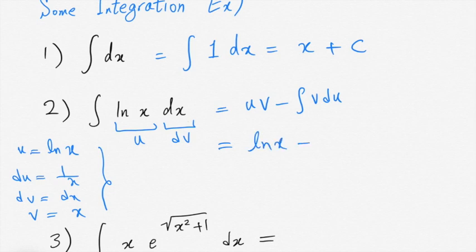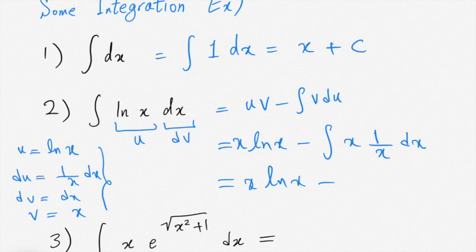So we say ln of x, which is u, times v, which I write here, minus the integral of v, which is x, times du, which is 1 over x. Actually, du is 1 over x dx, right? So therefore we have this dx here. Therefore it's going to be x ln of x minus x.